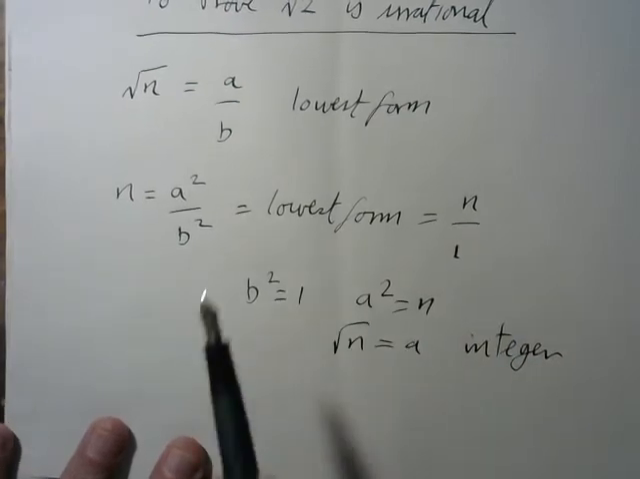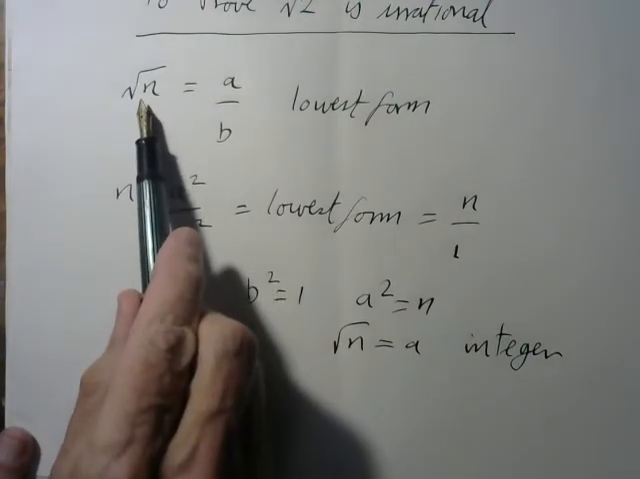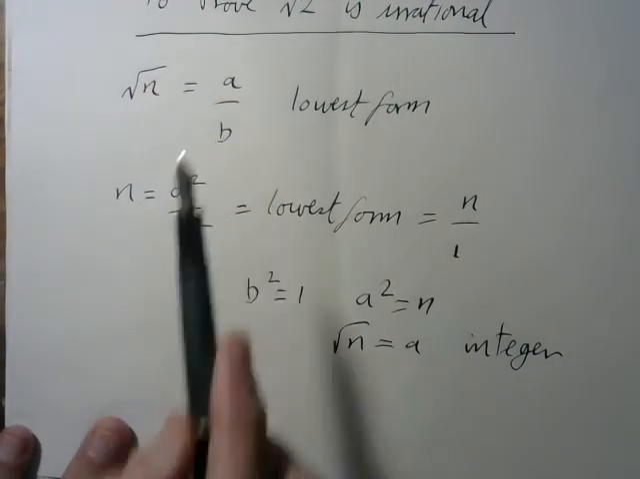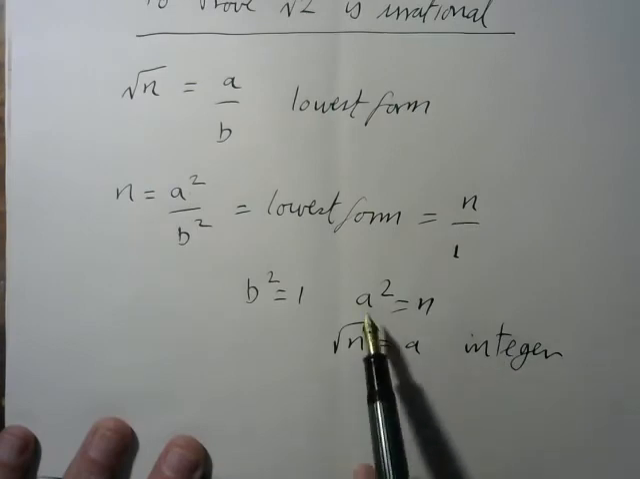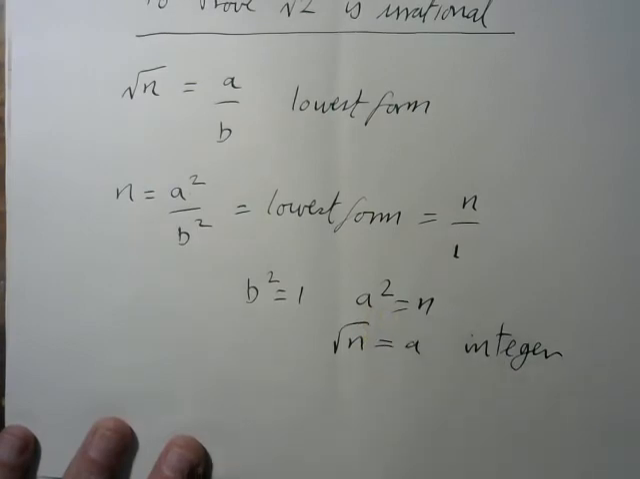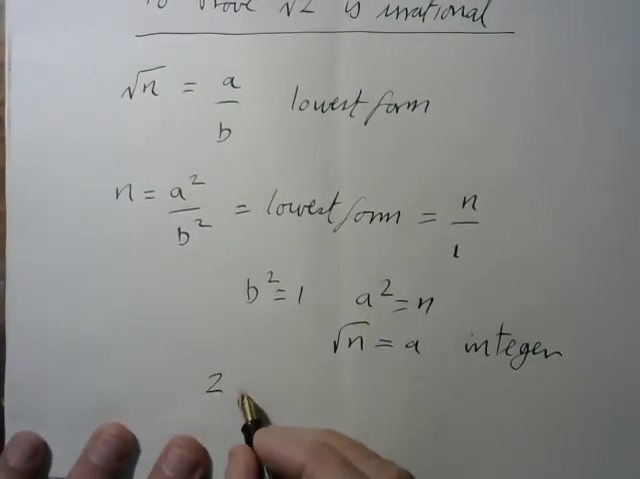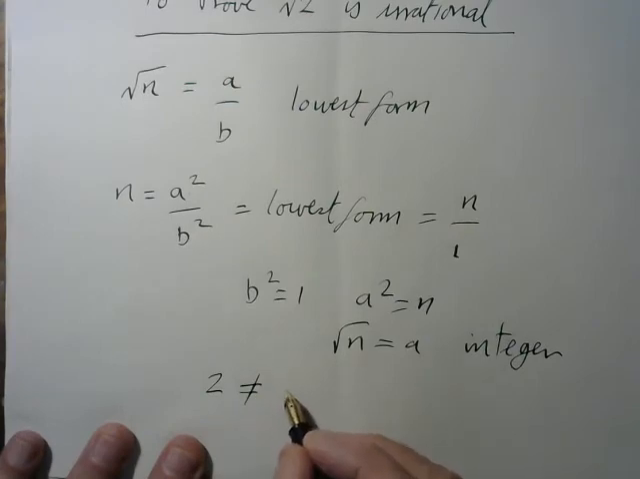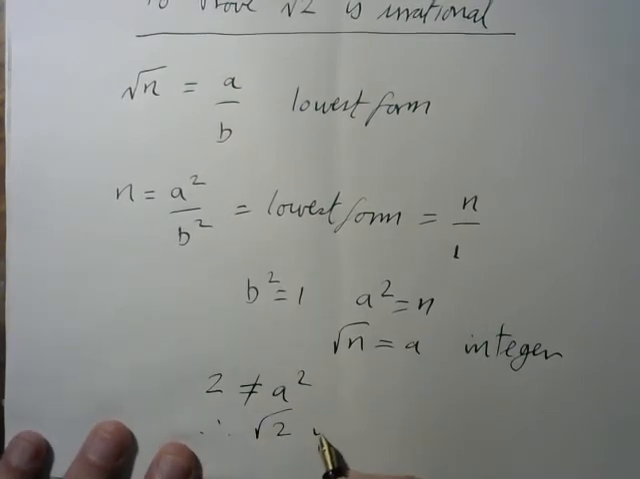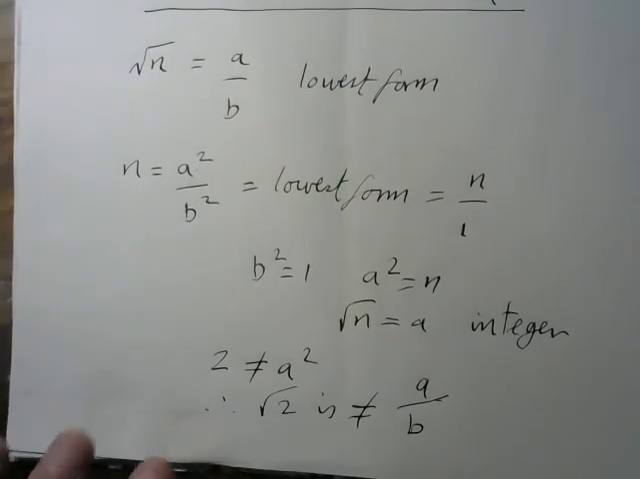And that means that if we can express the square root of any integer as a fraction, then the integer must be a square number. 2 is not equal to any number squared. Therefore, root 2 is not equal to any whole number a over any whole number b. And that's the end of the proof. Simple as that.